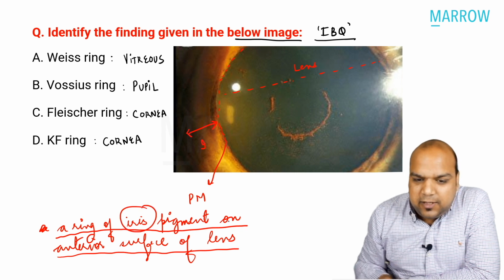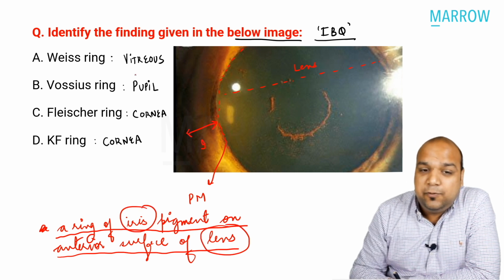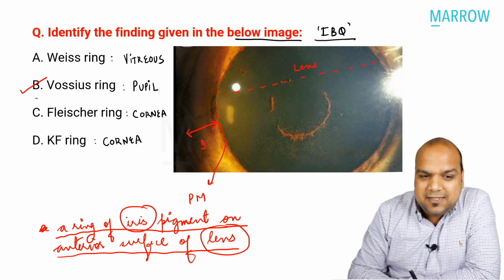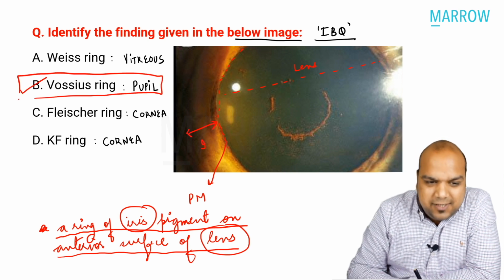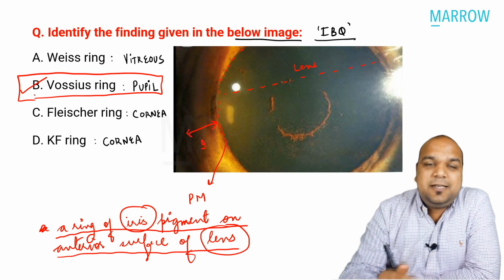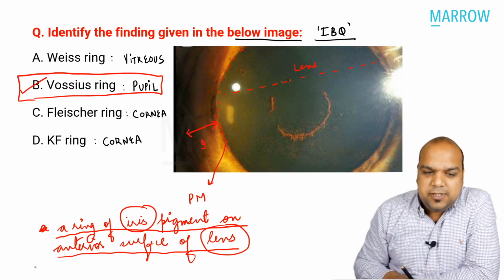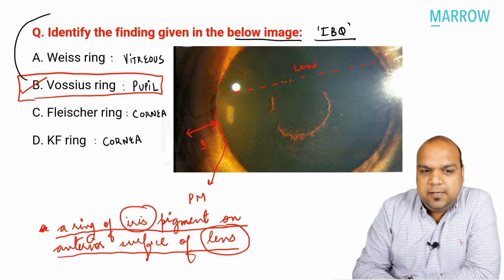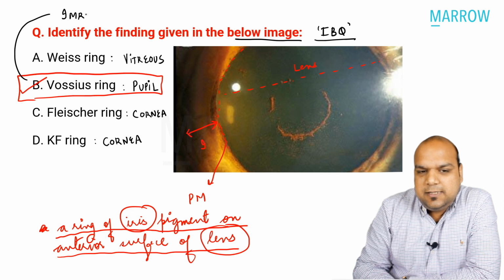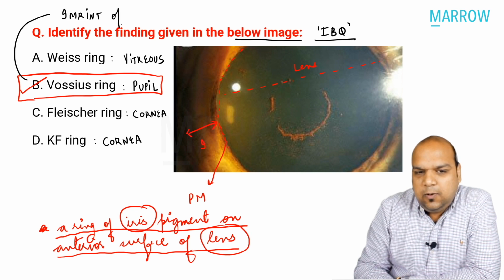So this has something to do with the iris, this is something to do with the lens, this is something to do with the pupil, everybody. That means the answer has to be Vossius ring. Even if you have to take a guess, take an educated guess, everybody. That's what I always say. So what is Vossius ring, everybody? I hope we remember. If we don't remember, everybody, what is Vossius ring? So Vossius ring is an imprint of a myotic pupil.